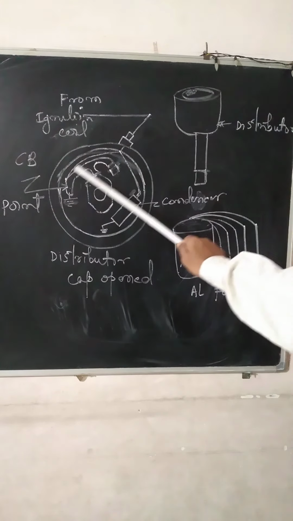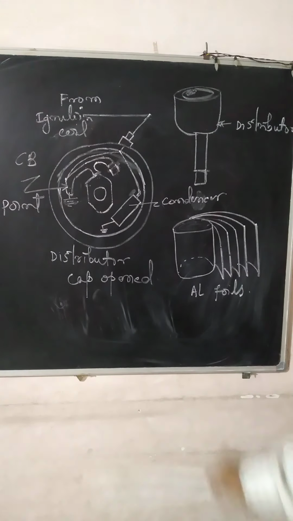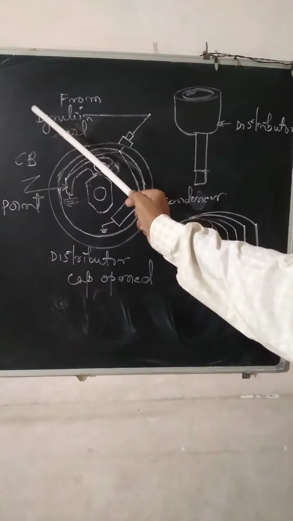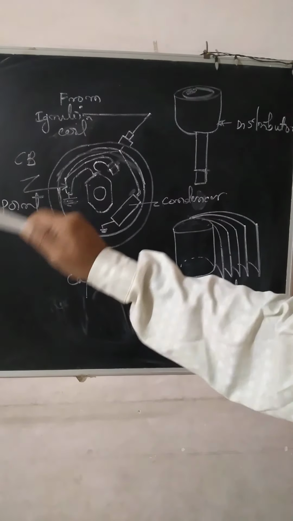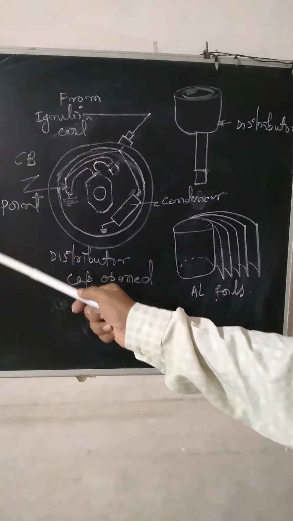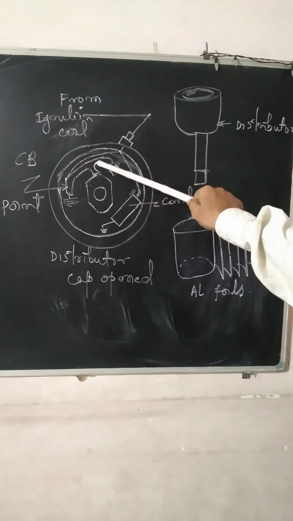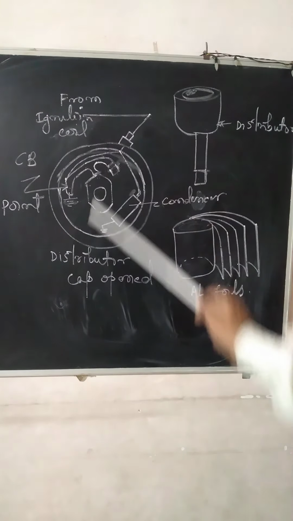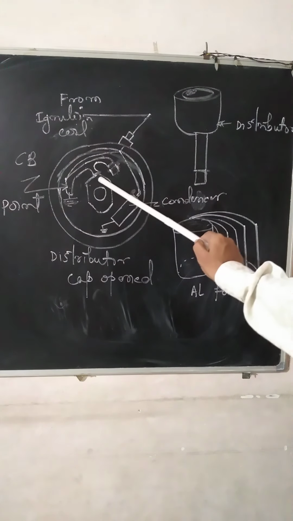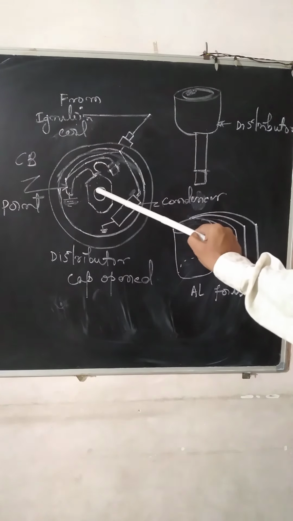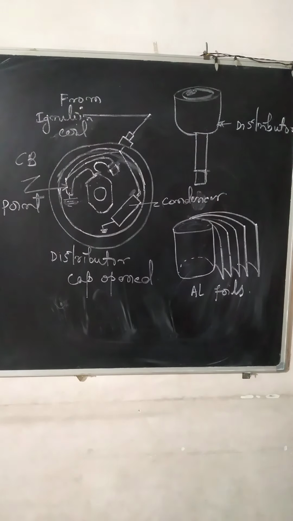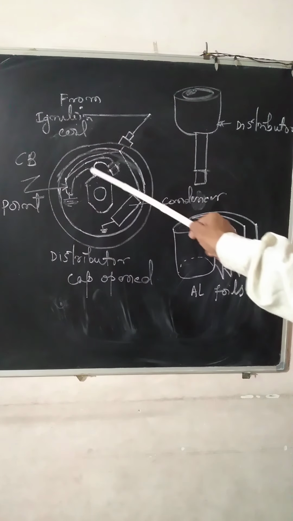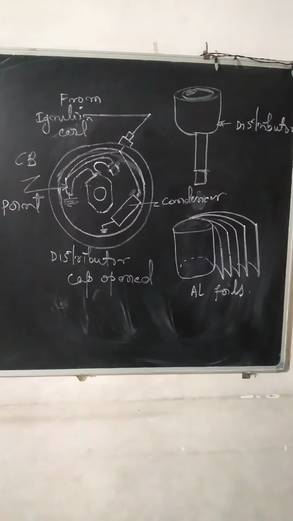Now what this CB point does is connect and disconnect the flow of 12 volts from the battery to the primary winding of the ignition coil. From the primary winding, the current comes to the contact breaker point, which is opening and closing. How is it opening and closing? Due to the rotation of this, which rotates due to the rotation of the camshaft, and the camshaft rotates due to the rotation of the crankshaft. That is how make and break is happening over here.